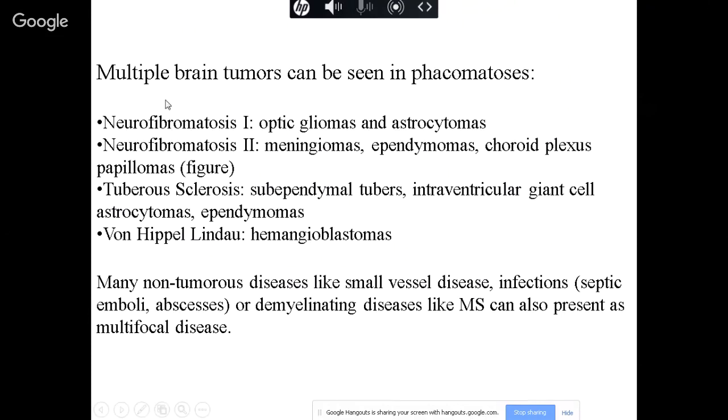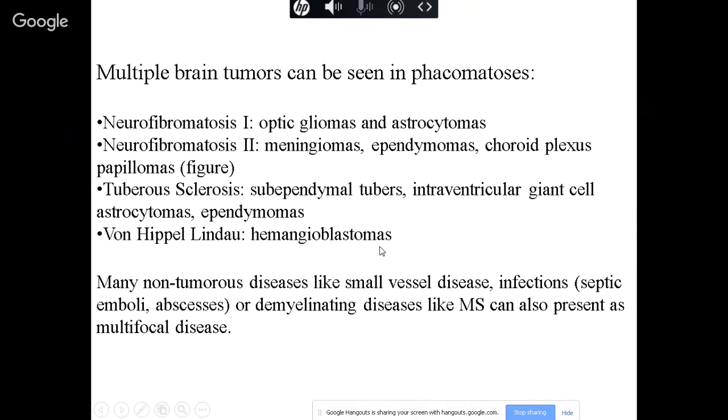Keep in mind, multiple brain tumors can be seen associated with skin lesions, such as neurofibromatosis type 1 and neurofibromatosis type 2. Remember, in neurofibromatosis type 1, you see optic glioma, astrocytoma. Type 2, meningioma, ependymoma, choroid plexus papilloma, and also tuberous sclerosis: the subependymal tubers, intraventricular giant cell astrocytoma, and ependymoma. Von Hippel-Lindau disease, hemorrhagic tumors.